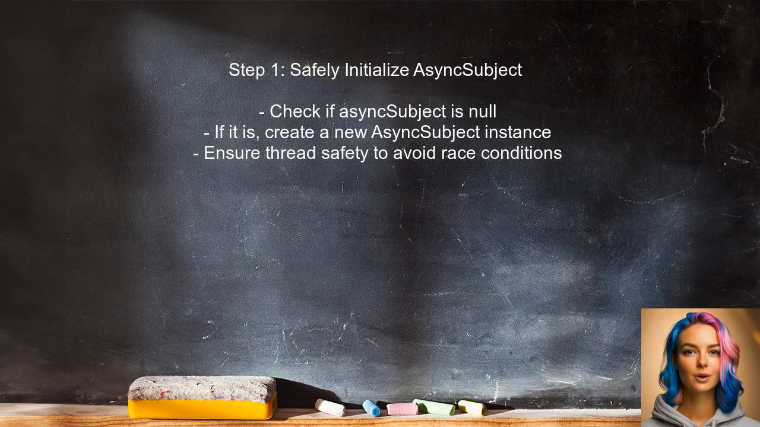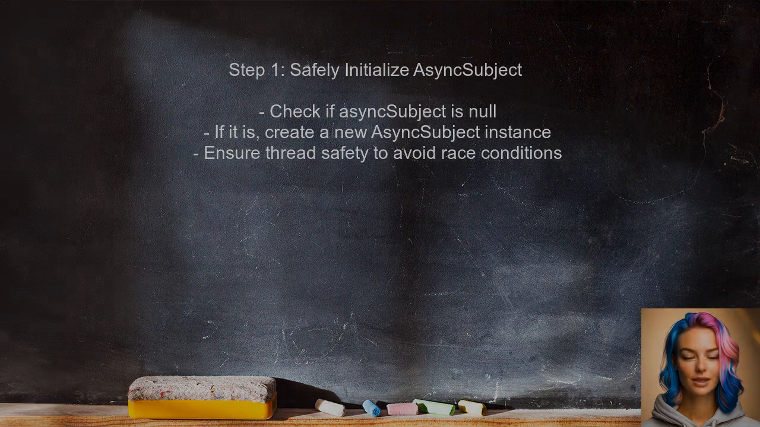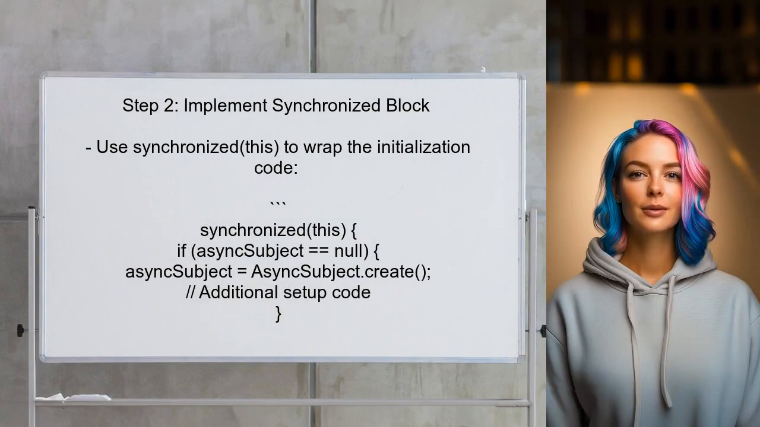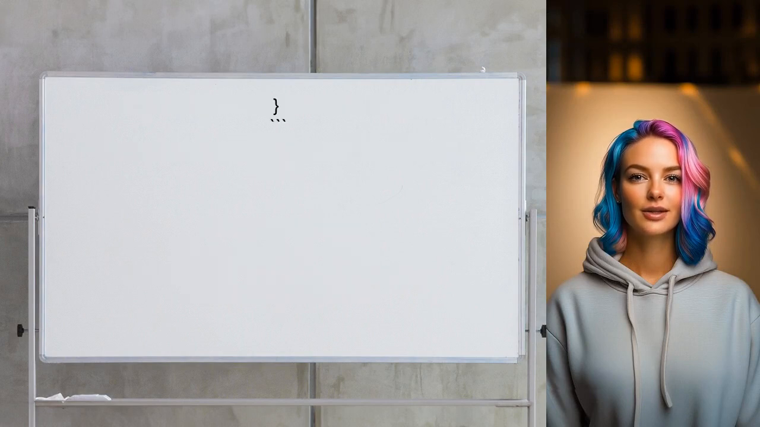To address the user's issue, we will first ensure that the AsyncSubject is safely initialized. This prevents any null pointer exceptions during the network call. Next, the user should implement a synchronized block around the initialization of the AsyncSubject. This will ensure that only one thread can access this block at a time.